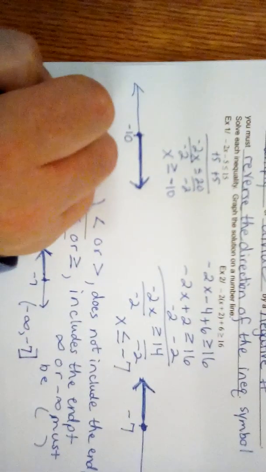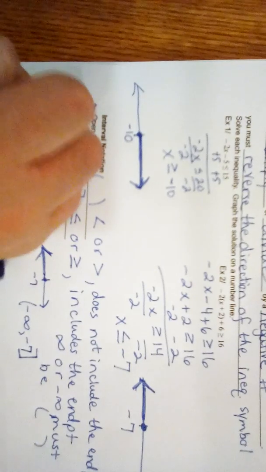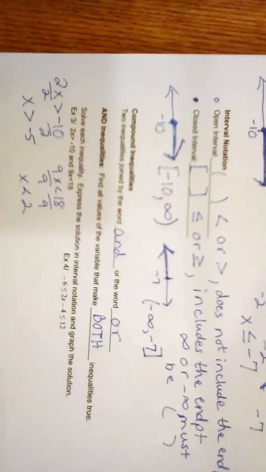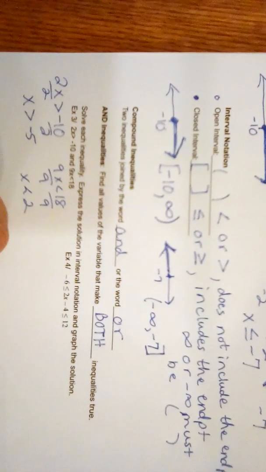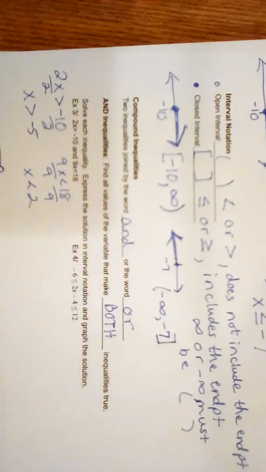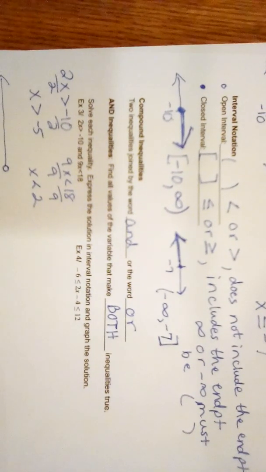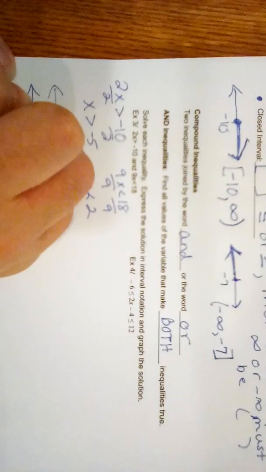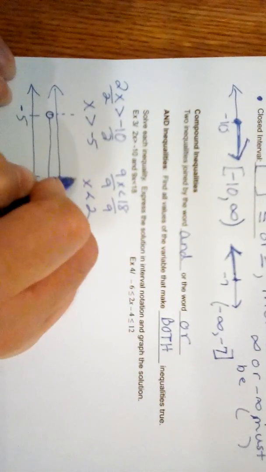And that's something I should have set up here. Open interval is an open circle. Closed interval is a closed, colored-in dot. All right, so doesn't include the endpoint, shade to the right. Less than 2 does not include the endpoint, shade the way it points, which is to the left. Okay, so it's an and inequality. It has to make both pieces true. Well, both pieces are true where they overlap.